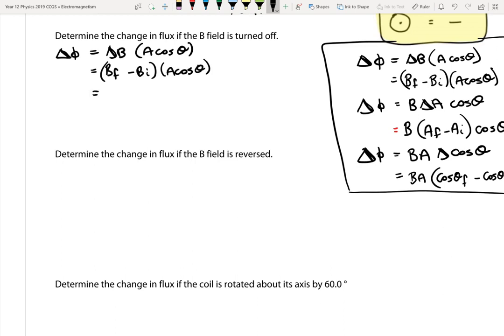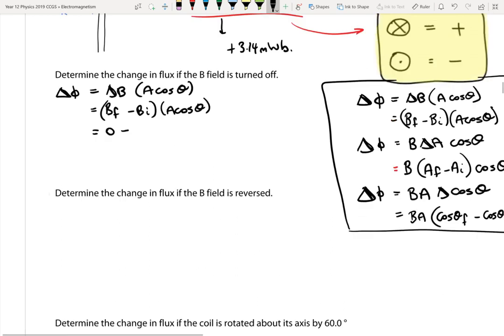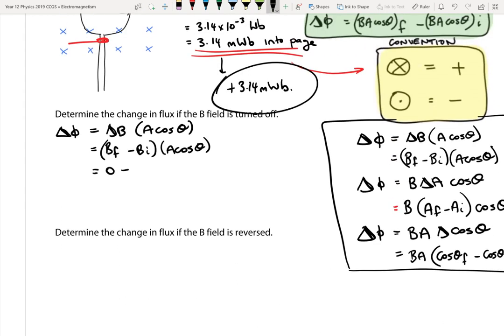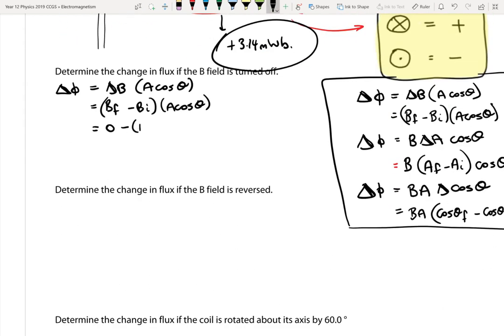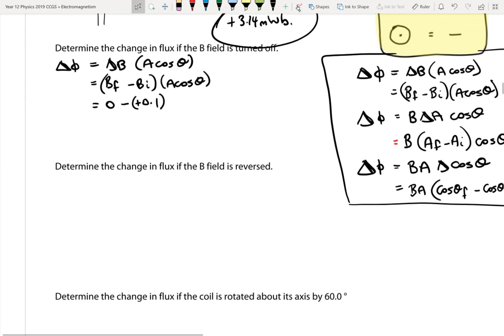So let's throw it in. Well, final is 0 minus, now I set my convention at the start that's positive. Then we can throw in our area, which was pi. Oh, hang on. Wait. Try again. What was B? B was... So you can just subtract the 0 point... Yeah, I know, but I want to just keep it all here. So we'll go 0.1. So there's my change in magnetic field.